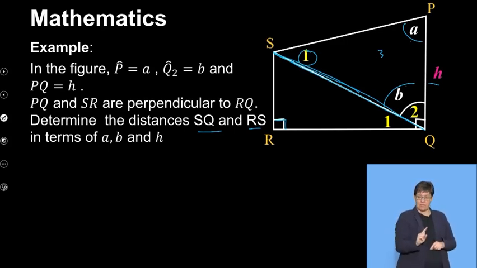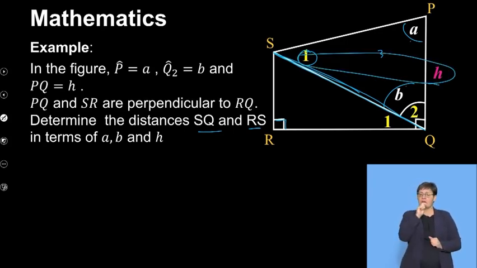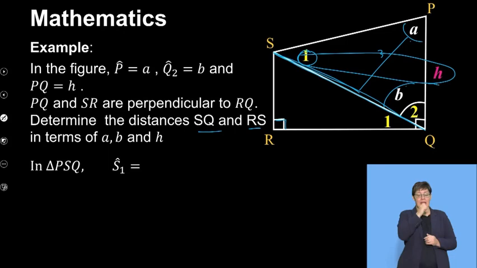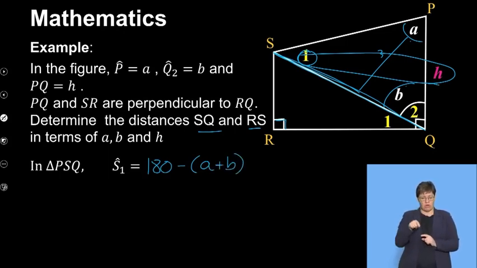Because once we've found S1, we will have 1 full pair in terms of S1 and H, and we can use the sine rule with that other pair as well. So S1 is equal to 180 minus A plus B. That's just using the 3 angles of a triangle.